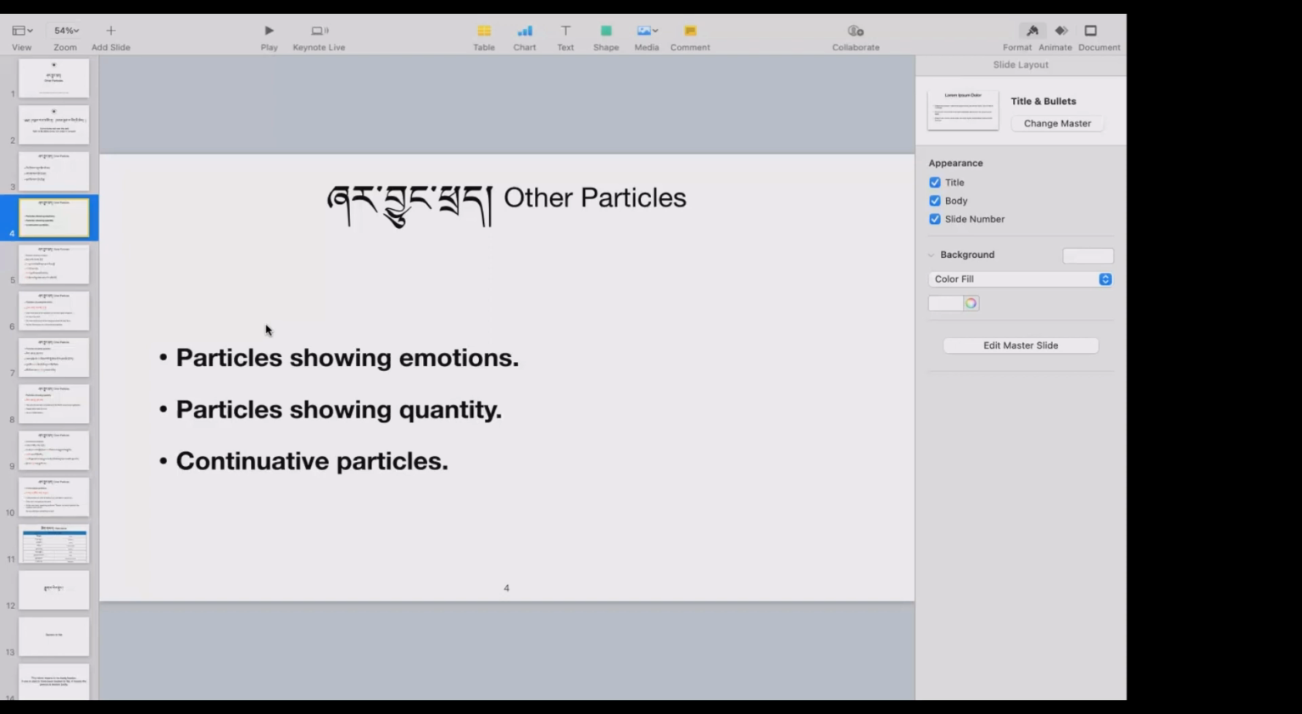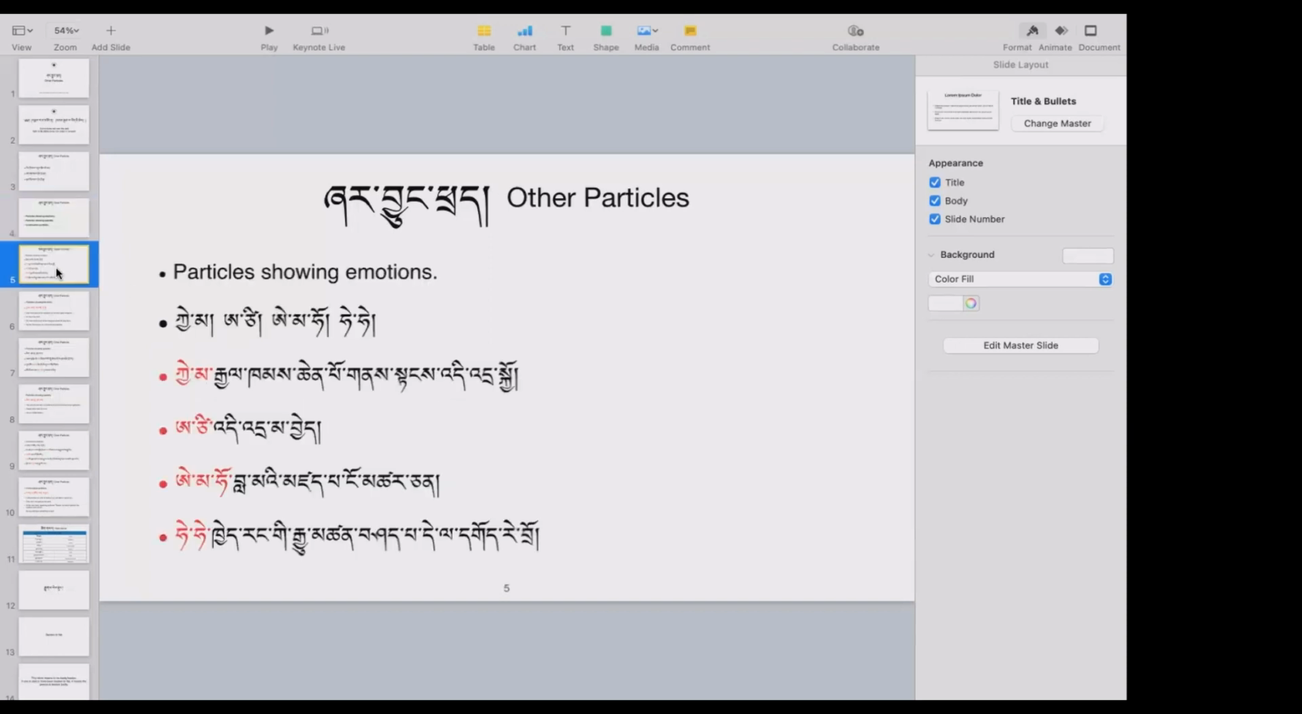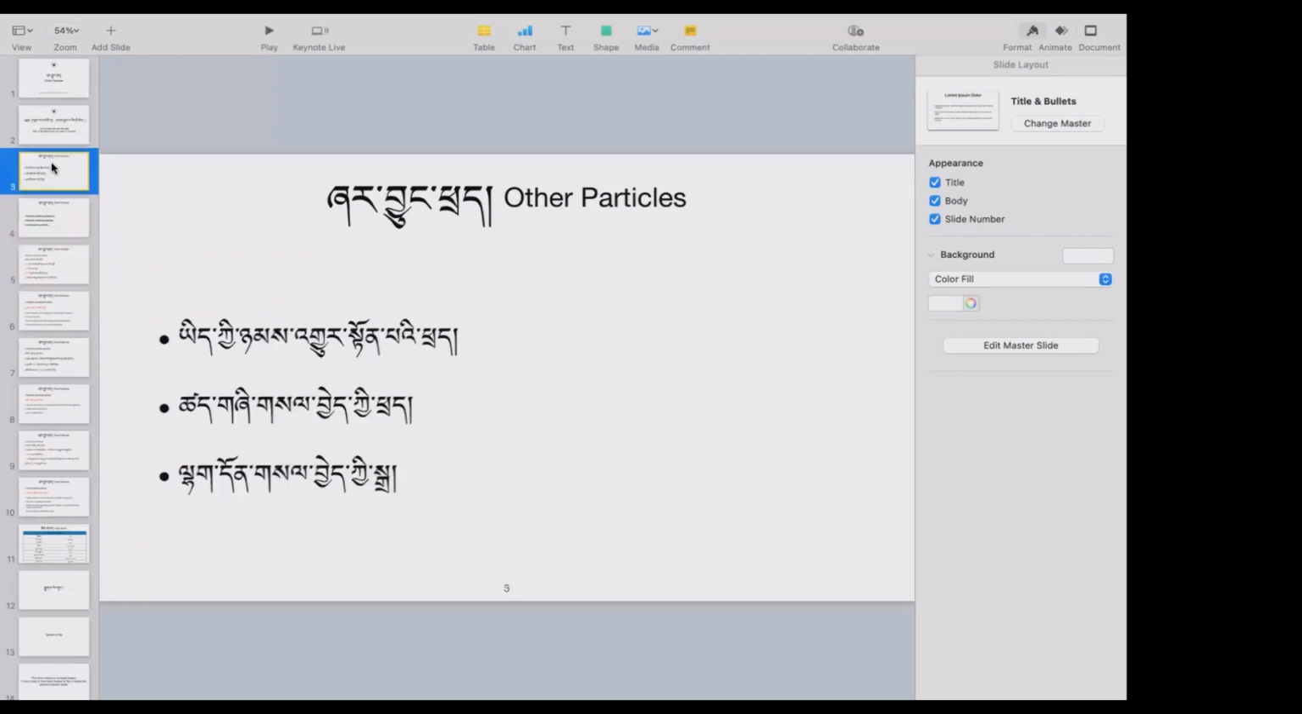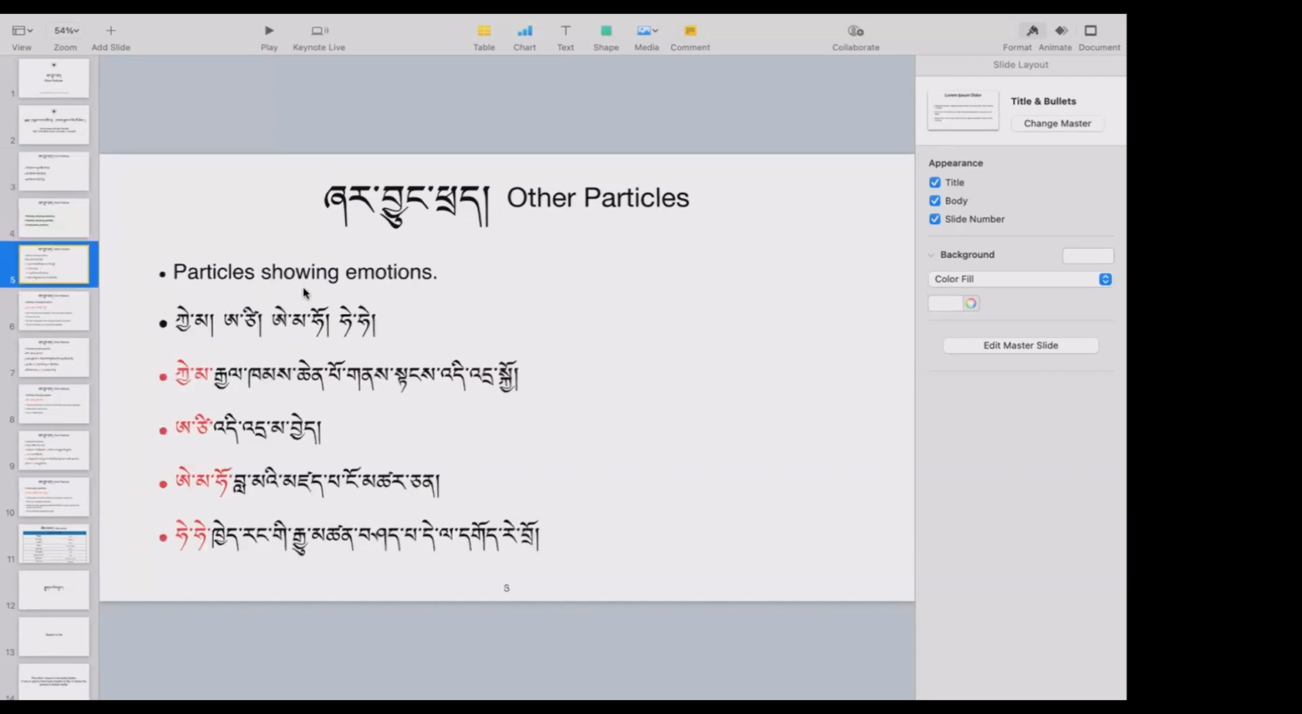Okay, so the first one, particles showing emotions, or in Tibetan, so particles showing emotions. So mostly when we say emotions, it's more like a state of exclamation, to exclaim. It's more like interjection, more like exclamation.